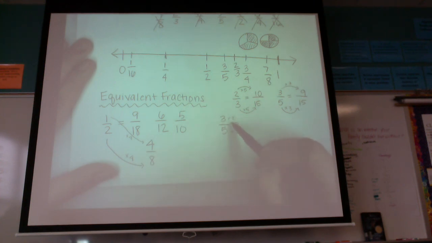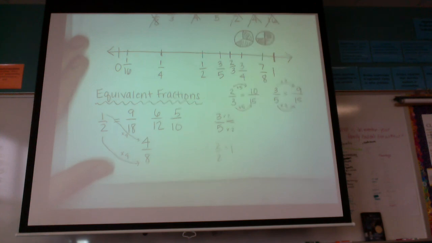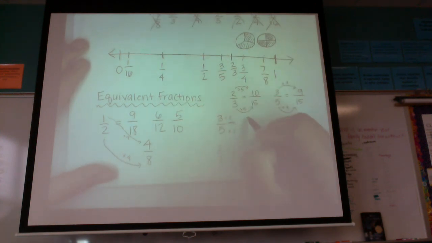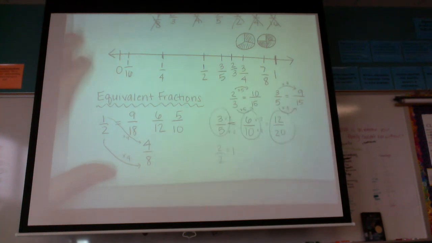And I can multiply it by 2/2, because 2/2 equals what? 1. And any number times 1 is going to be itself. So 3 times 2 is 6, 5 times 2 is 10. If I wanted to do that by 2, that would be 12/20. These are all equivalent fractions. If I would draw pizza pies for them, they would all be the same amount shaded.